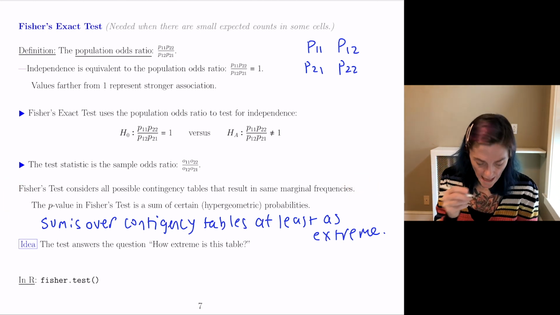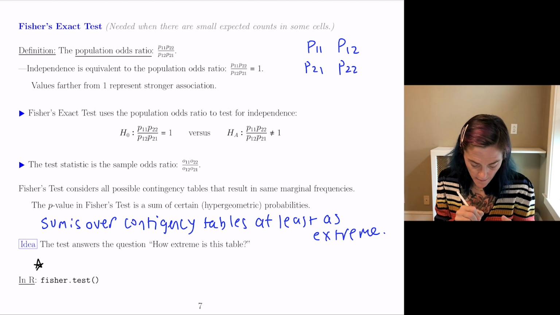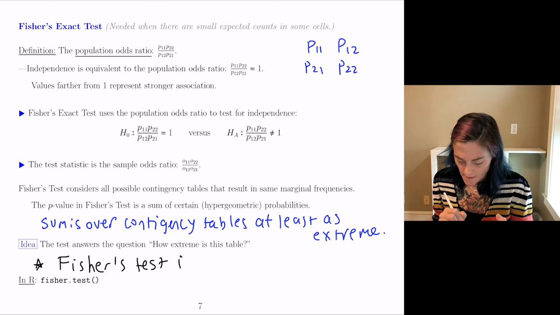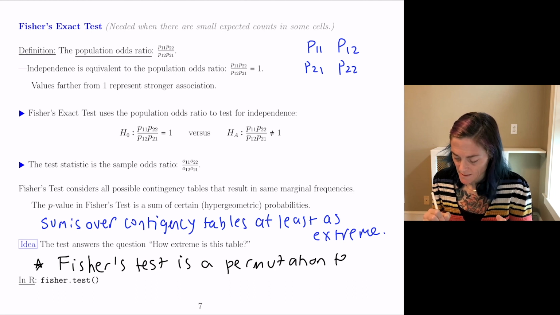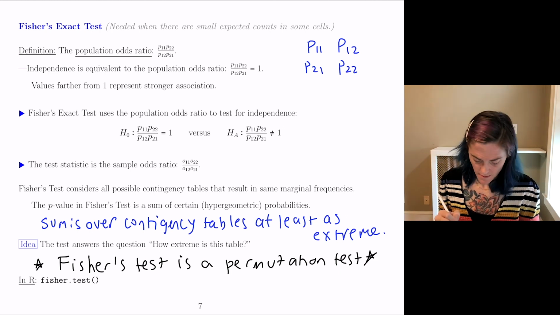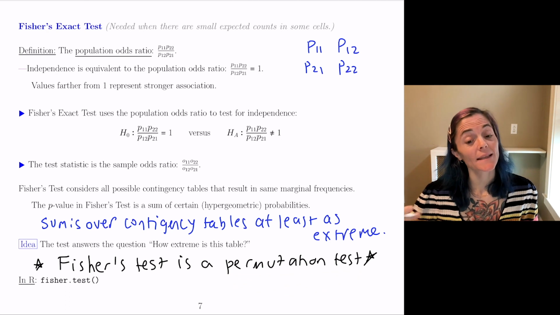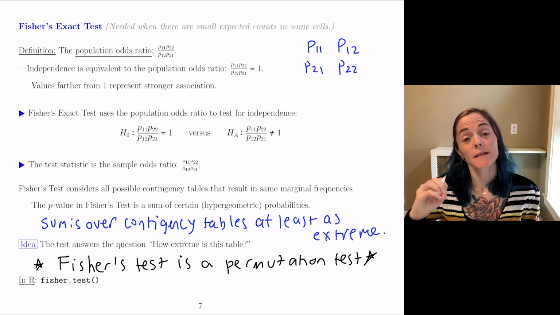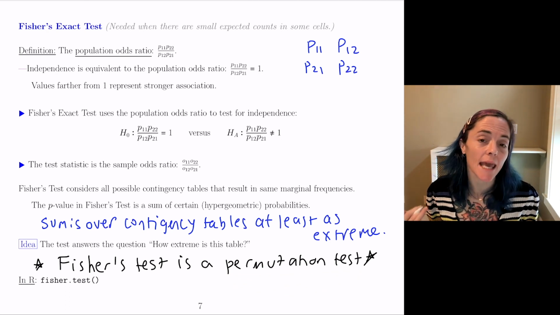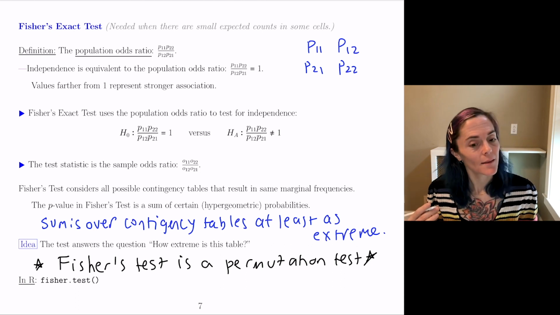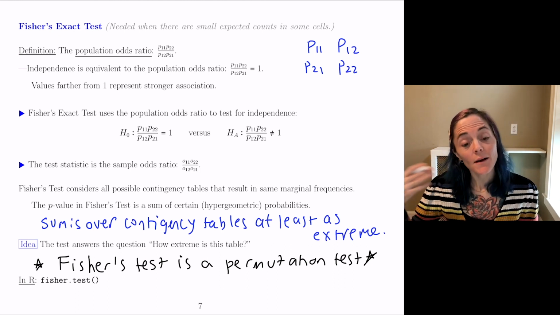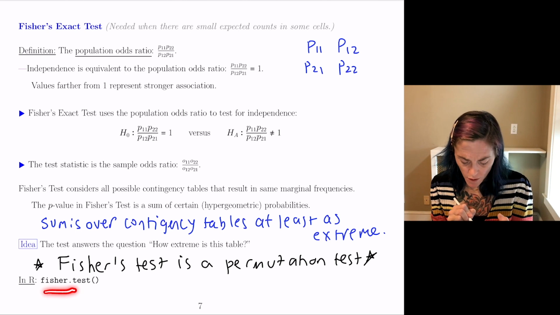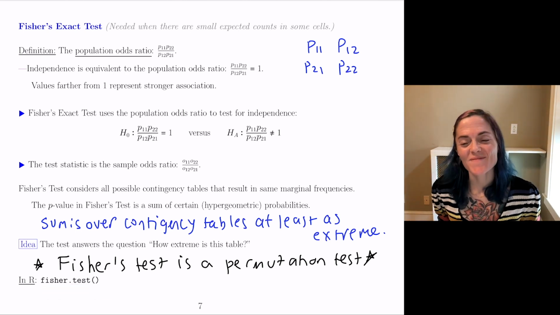It is a note that Fisher's test is a permutation test. The calculations in Fisher's test, because it is a permutation test, can be quite lengthy. The beautiful thing, however, is that we have fisher.test in R.